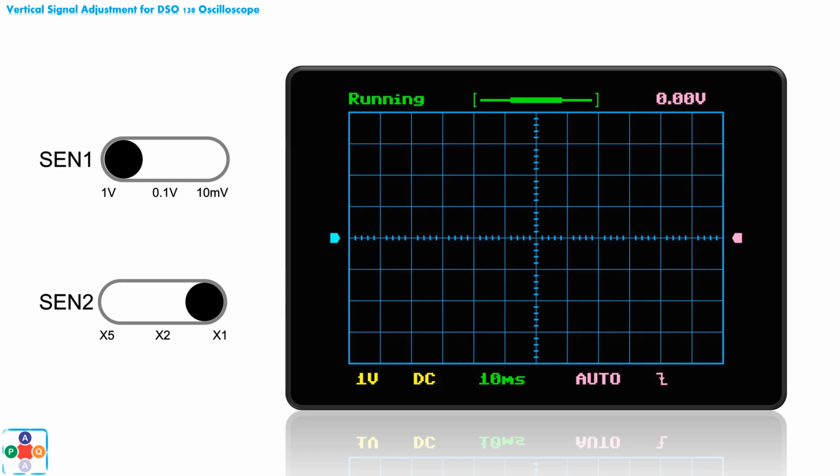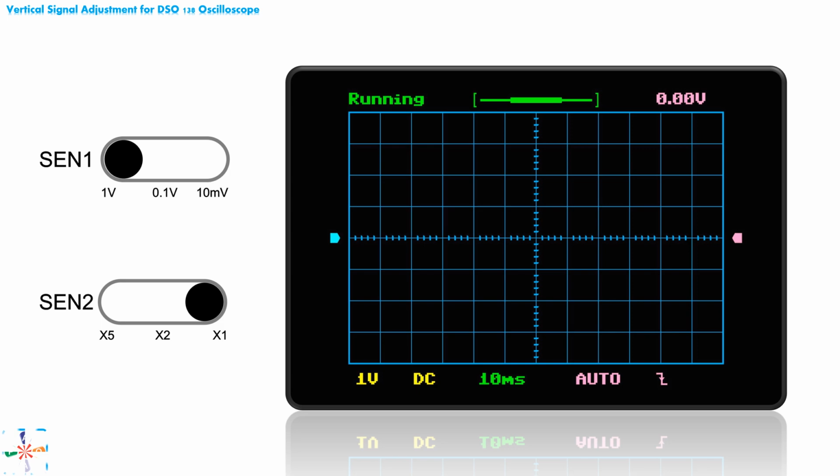The role of the SEN1 switch is to set the voltage range for display of the input signal. It has 3 positions: 1 volt, 0.1 volt, and 10 millivolts. The purpose of this selector is not to predict the point-to-point value of the input signal, and set some internal mechanism accordingly. The purpose of this selector is to define and set the height value of one square on the display mesh.